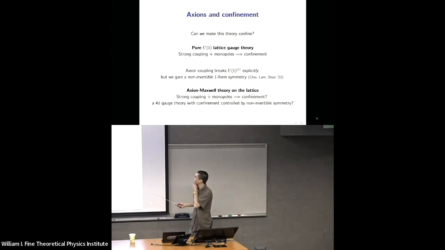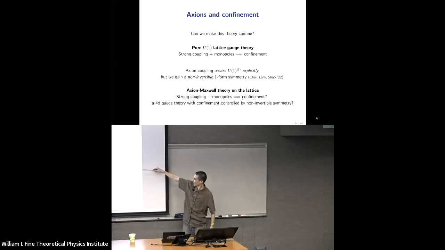Okay, so what about confinement? I think it's an interesting question to ask, first of all, what's the phase diagram of this axion electrodynamics on the lattice? And in particular, can we make this theory confined? If we start with pure U(1) lattice gauge theory at strong coupling, we condense monopoles, we have electric confinement. That means we have an unbroken electric one-form symmetry, and an area law.